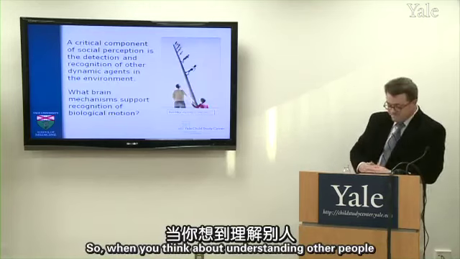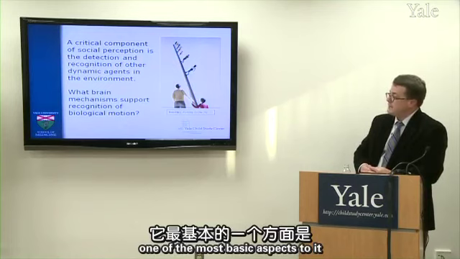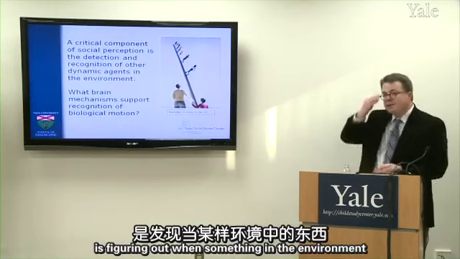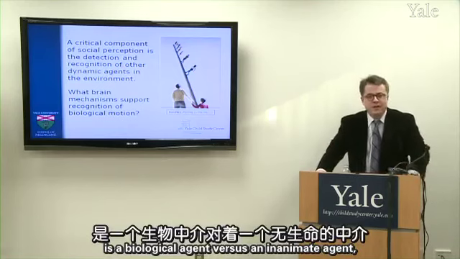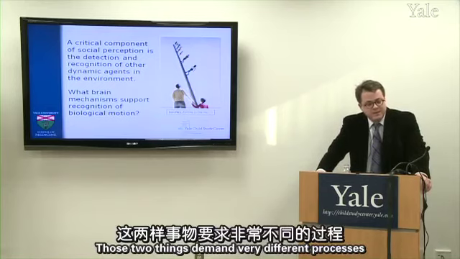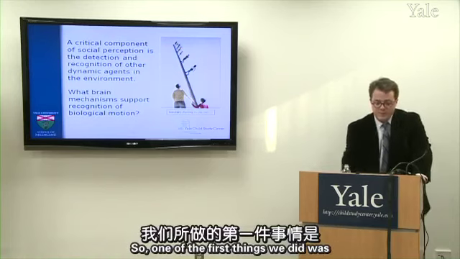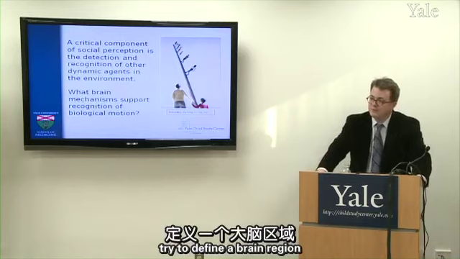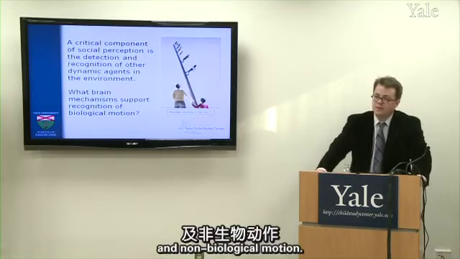So when you think about understanding other people and this thing that I've called social perception, one of the most basic aspects to it is figuring out when something in the environment is a biological agent versus an inanimate agent or a non-living thing, that those two things demand very different processes in order to understand their behavior, all right? So one of the first things we did was try to define a brain region that codes differently or responds differently to biological and non-biological motion.